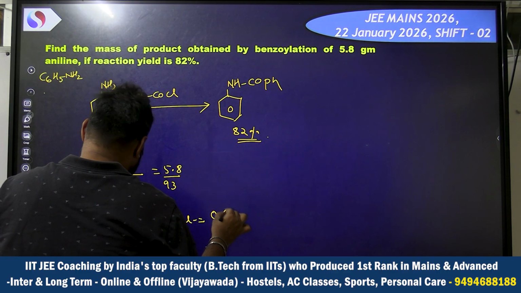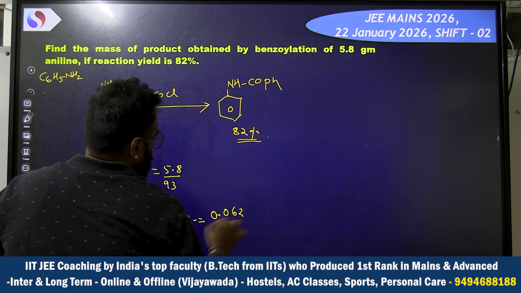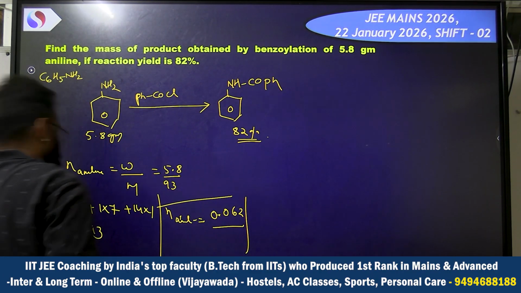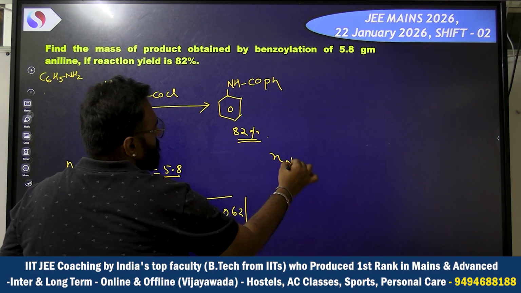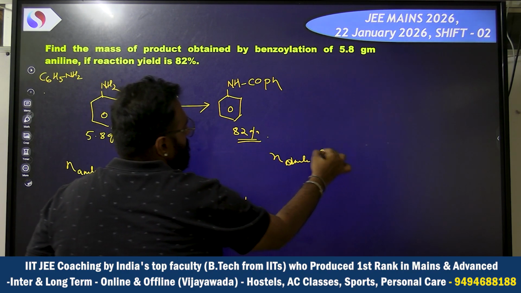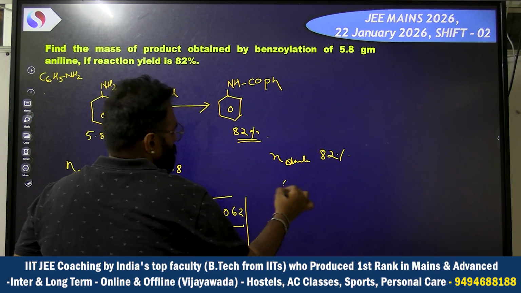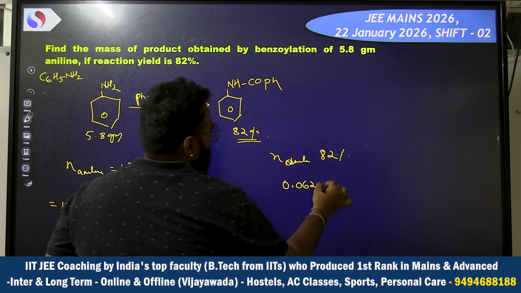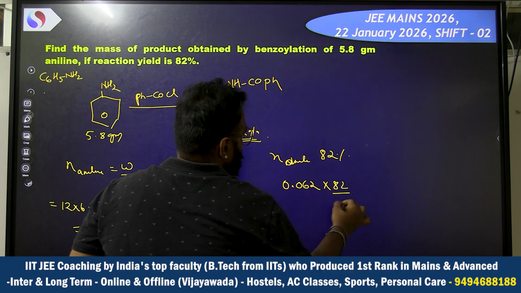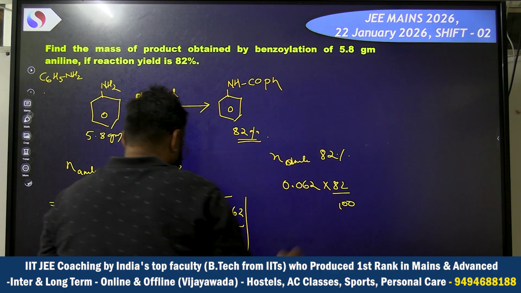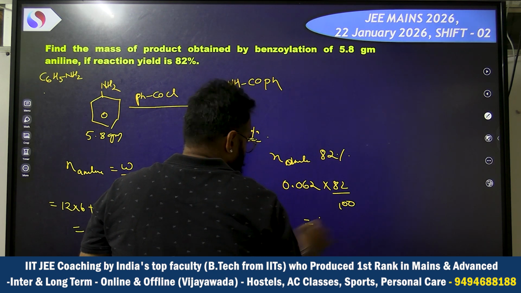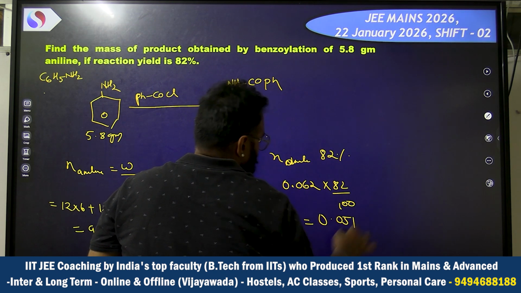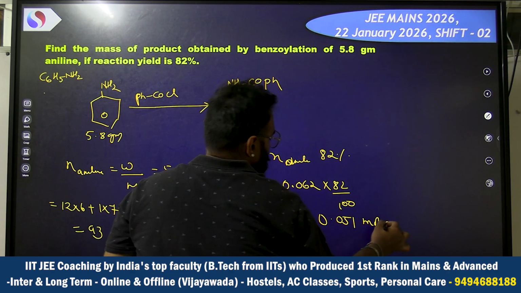How much will it be? Number of moles of aniline is 0.062. And the question is saying 82% of aniline, so 0.062 into 82 divided by 100. How much will this be? 0.051 moles.